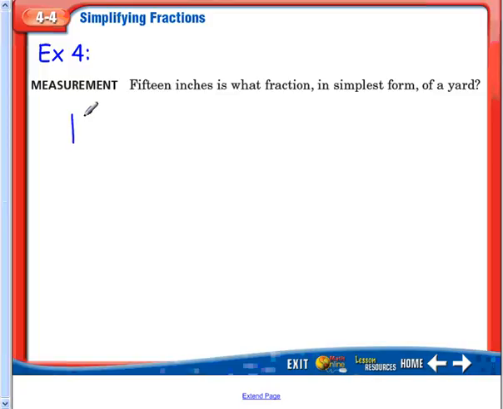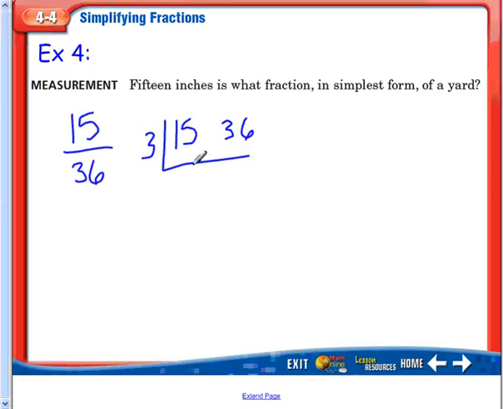Example number 4. 15 inches is what fraction in simplest form of a yard? 15 inches is my part that I'm looking for, and I know that I have 36 inches in a yard. Okay, I need to break this into simplest form. So I don't know what the greatest common factor of both of these numbers is going to be, so I will start by using the L method. 15 and 36.